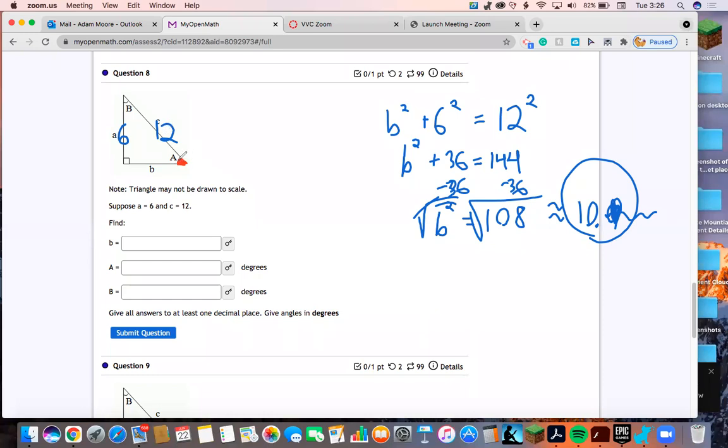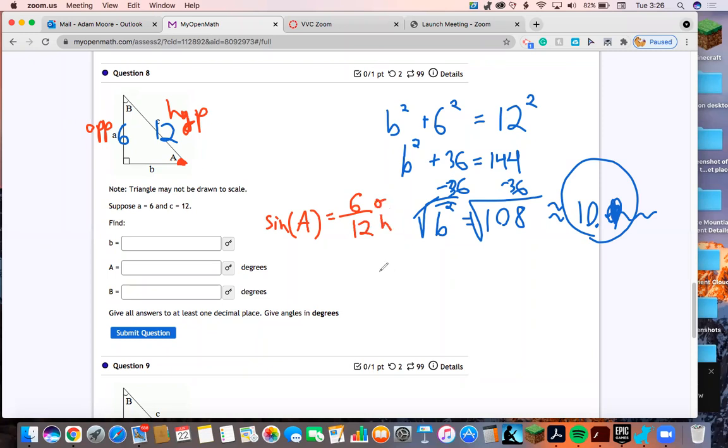And so if this is the angle I'm looking at, that's across from it. So 6 is opposite, and then 12 must be the hypotenuse because it's across from the right angle. Opposite over hypotenuse is the sine ratio by SOH CAH TOA. So we'll say sine of some angle A equals the opposite over the hypotenuse, which is 6 over 12 in this case.